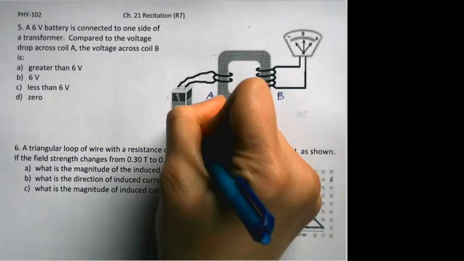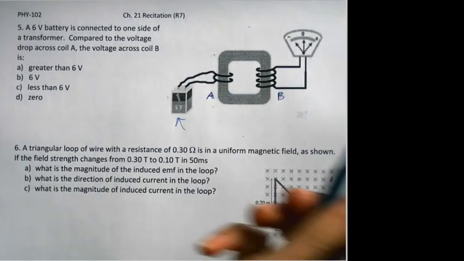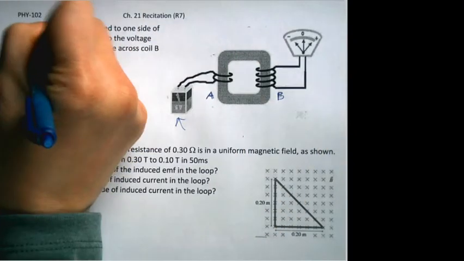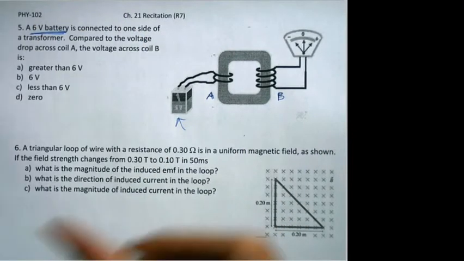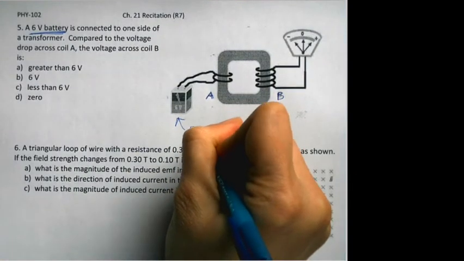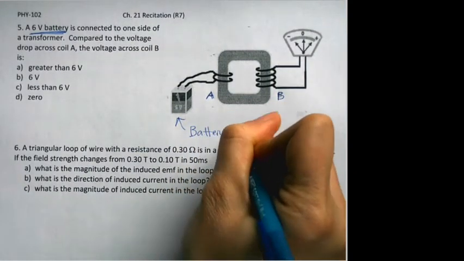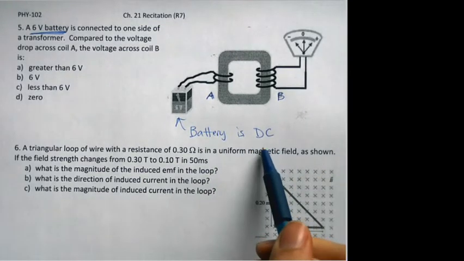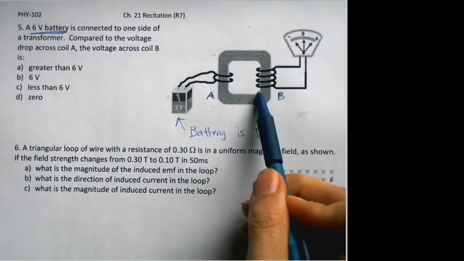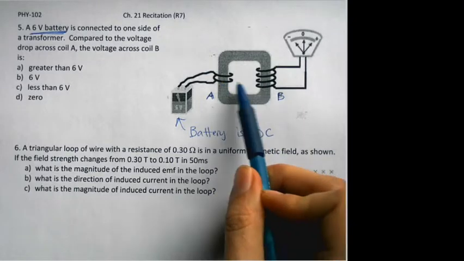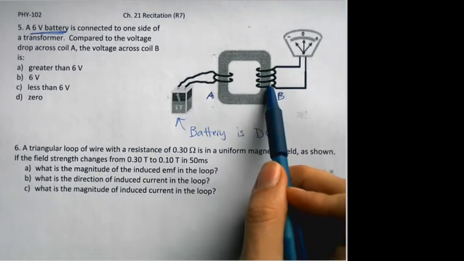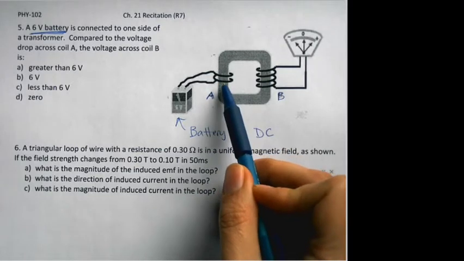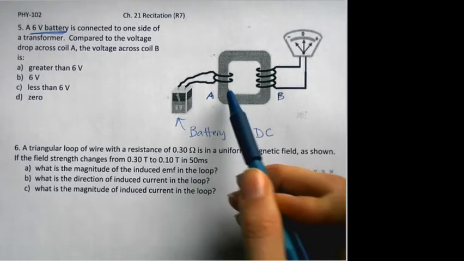Right, this is a battery. It says right here that it is a 6-volt battery. So the thing about a battery is that it is DC. It is direct, unchanging current. Transformers operate on the principle of induction. The reason that there is a current on this loop is because a current is induced in this loop due to a changing current in this loop.